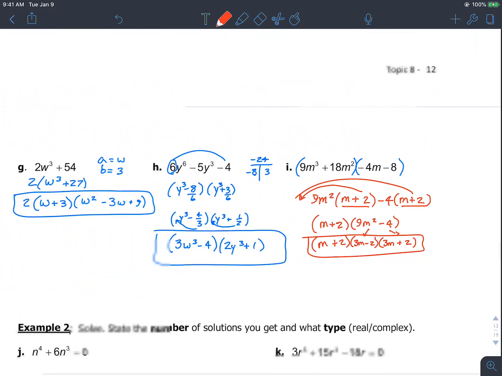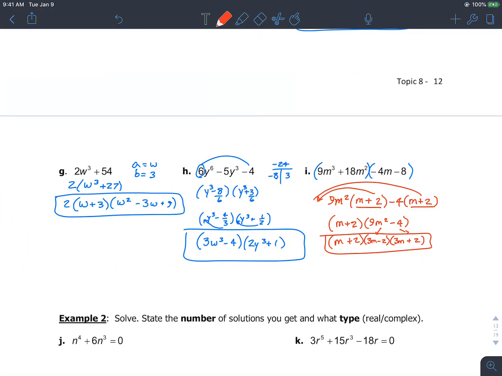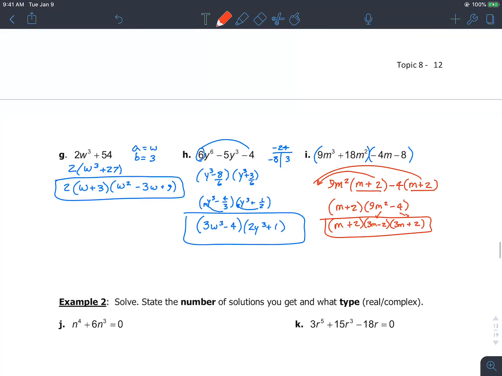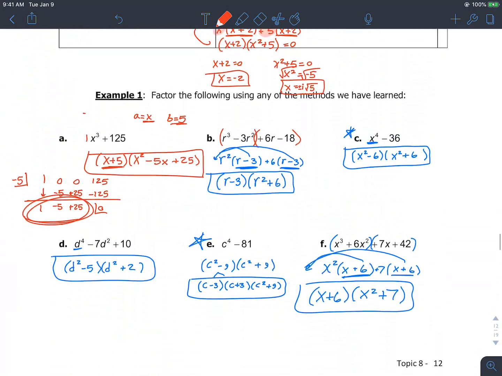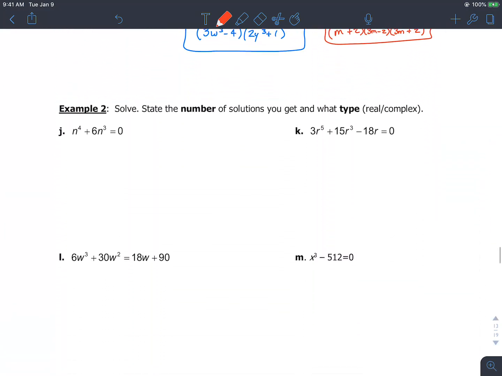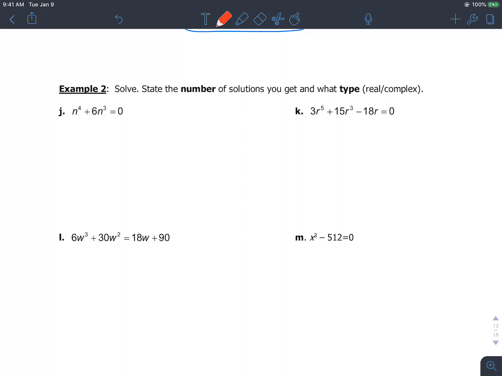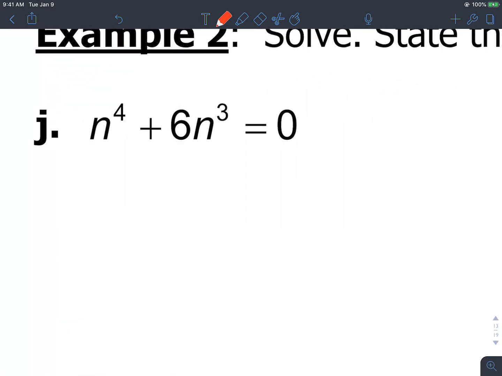So, yeah, that's kind of a tricky one right there, so be careful. Okay. All right, last section here is doing everything that we just did. We're going to factor, but then we're going to set our factors equal to 0, kind of like how the lesson started. So, let's see what's going on here for this one.